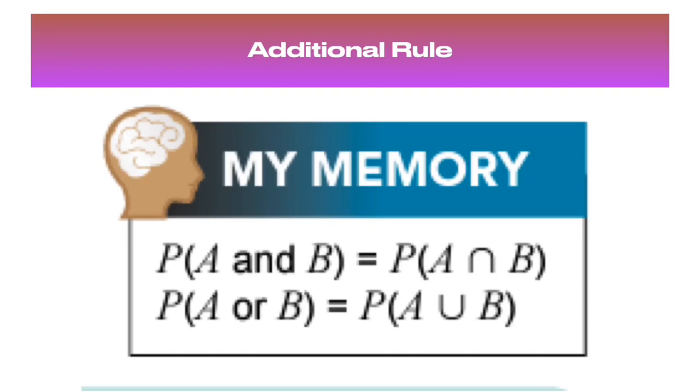So "and" means there's an "and" between A and B. So remember, intersect for A and B. Okay, "and" means you have to use an intersect. Okay, for "or", we use union.